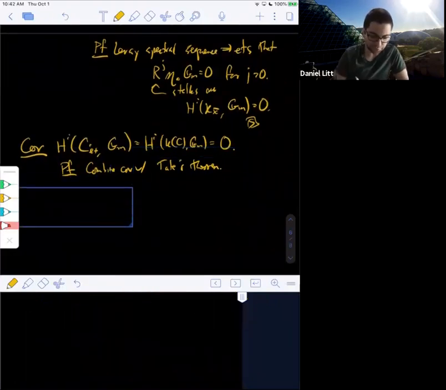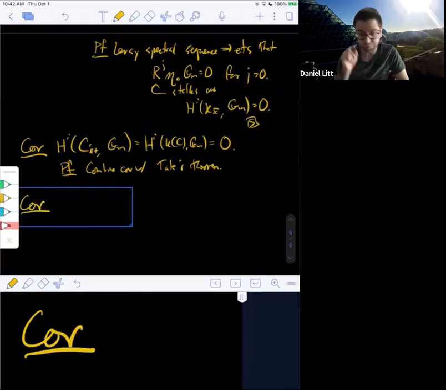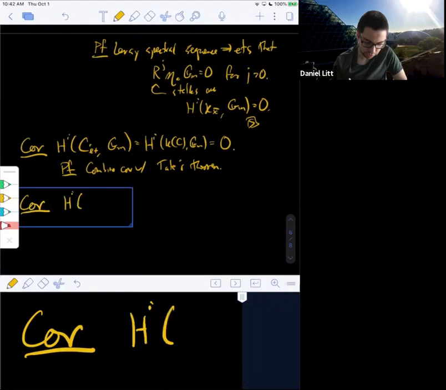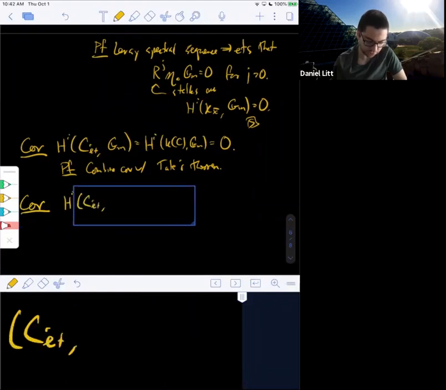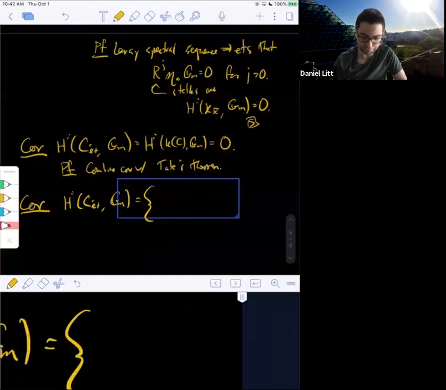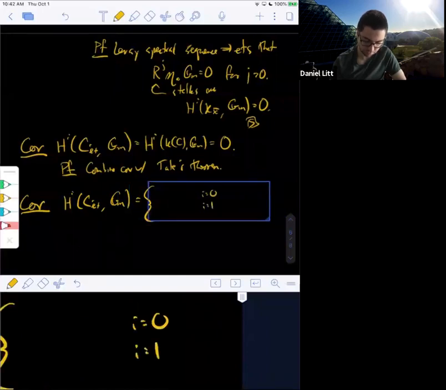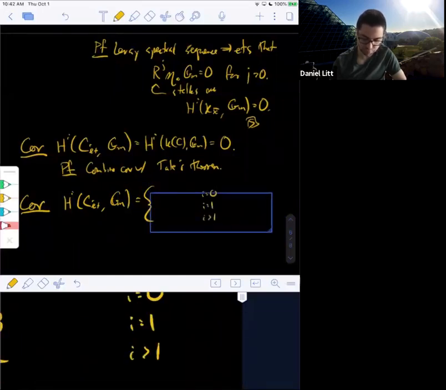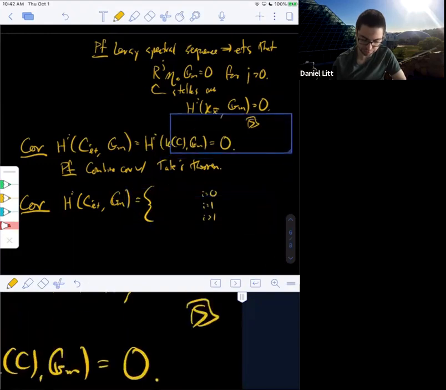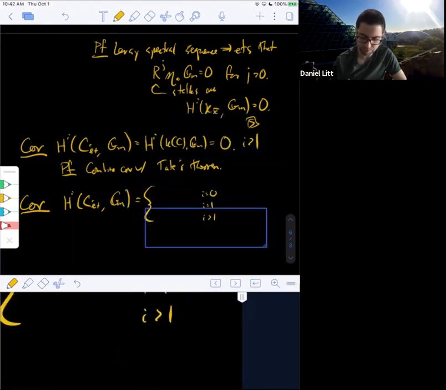Okay, and now we win. So now we proved the theorem we've been trying to prove for the last 2 days, namely that H^i of C étale with coefficients in G_m is what we want it to be. Can anyone remind me what that was? Or this is, by the way, for i bigger than 1. Sorry about that.